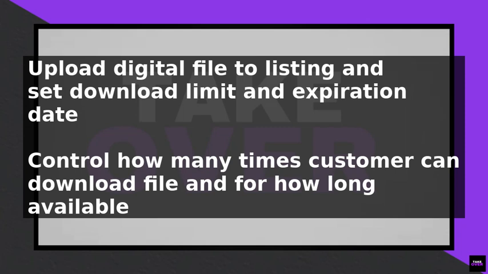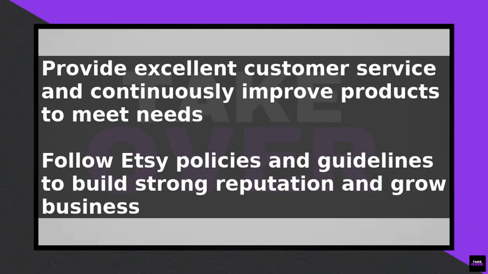Once you have completed your listing, click on the Publish button to make it live in your shop. Customers can now purchase and download your digital product. To fulfill orders, Etsy will automatically send the customer a download link after payment has been made. You can also track and manage your orders in your shop dashboard.